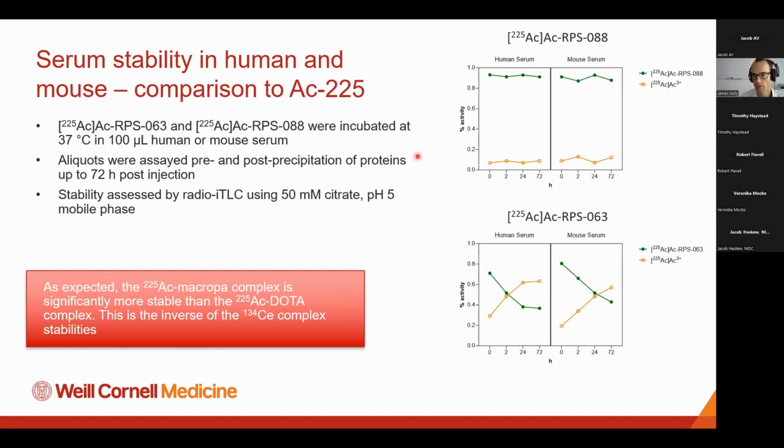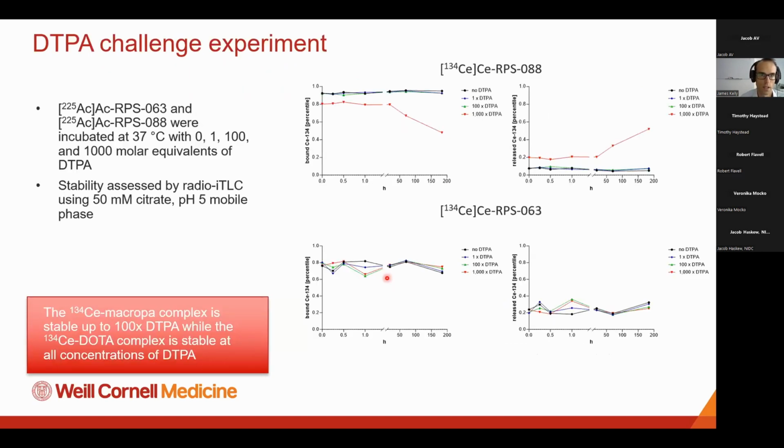When it comes to actinium, we observe the inverse. In this case, it's a more clear difference in that the macropa compound is highly stable in serum, whereas the DOTA compound is much less so. In the DTPA challenge experiment, we more or less reproduced the results of the serum stability, in that with our macropa-containing compound, it's mostly stable until we get to about 1,000-fold molar excess of DTPA, at which point we do start to see a significant level of decomplexation.